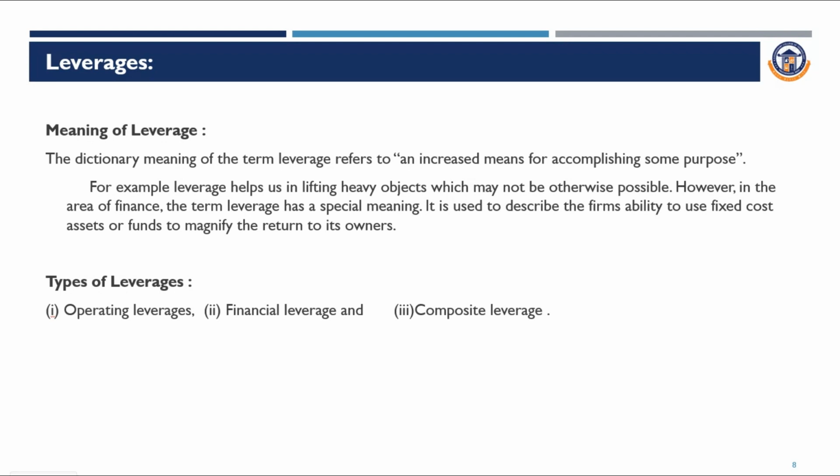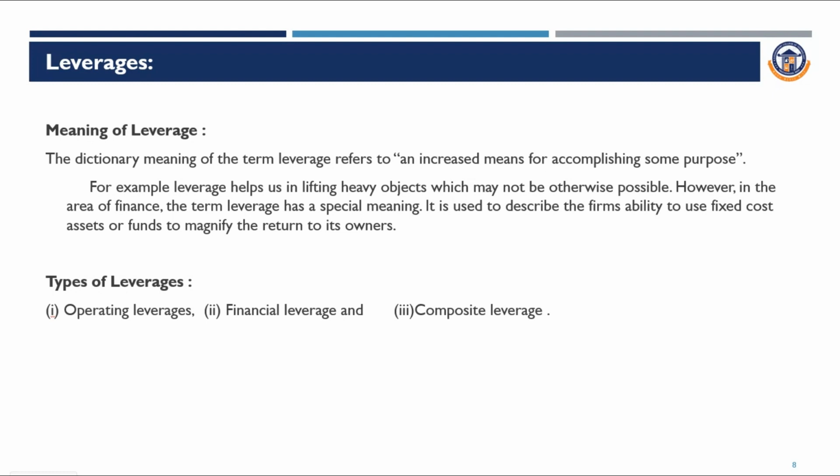Next one is financial leverage. Financial leverage may be defined as the tendency of net income to vary with operating profit. It indicates the changes that take place in the taxable income as a result of a change in the operating income. Then the third one is composite leverage.